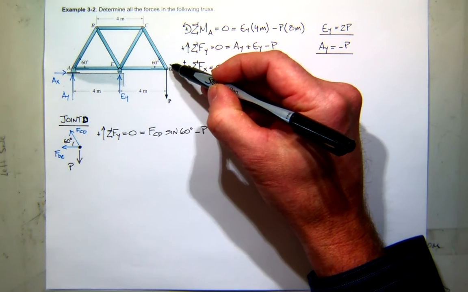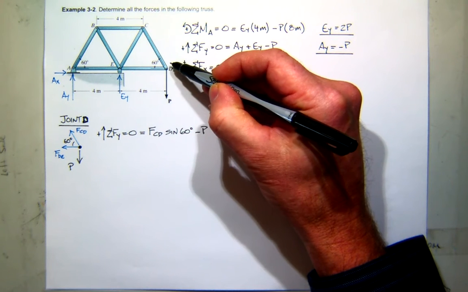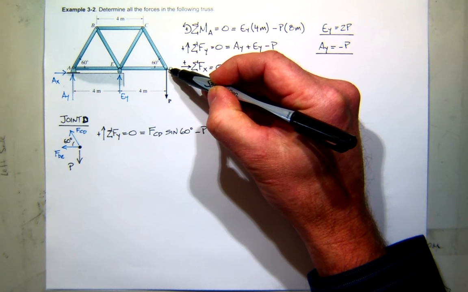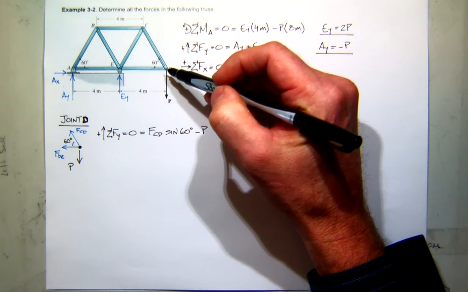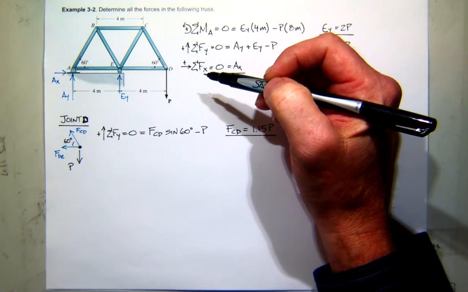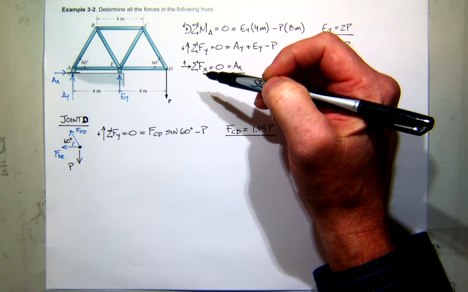If I come out here and take D and pull it down, which direction do you think D is going to move? Up or down? Down. As it moves down relative to C, will that element get longer or shorter? It will get longer. Longer means tension.